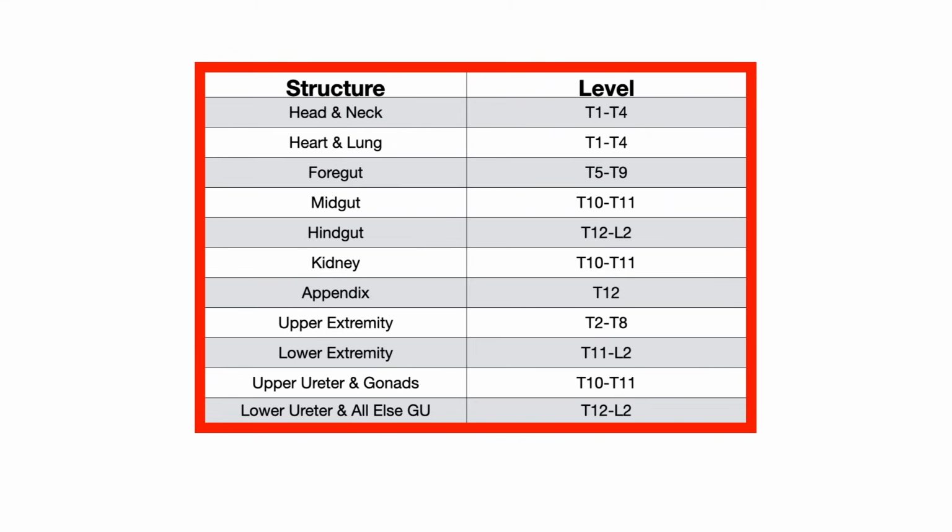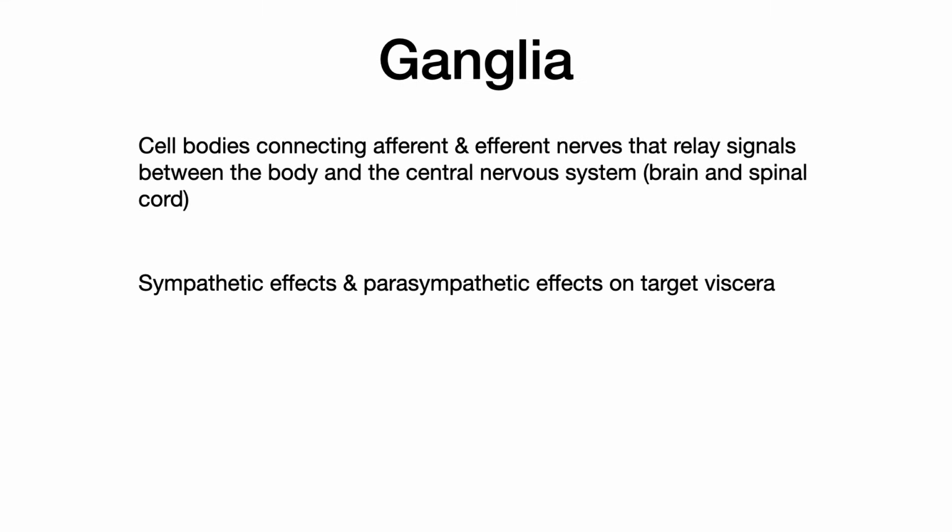Before we conclude today's lecture, the last related topic that we need to talk about are the ganglia. Just as a quick refresher, ganglia are cell bodies that have afferent and efferent nerves relaying signals between the body and the central nervous system. Basically the ganglia are putting out both sympathetic and parasympathetic effects on target viscera. So the ganglia determine which signals go out and which signals come in from the viscera, which connects sympathetic effects like the brain telling certain things to do fight or flight, or the brain telling certain viscera to do rest and digest. So again, ganglia, pretty important.